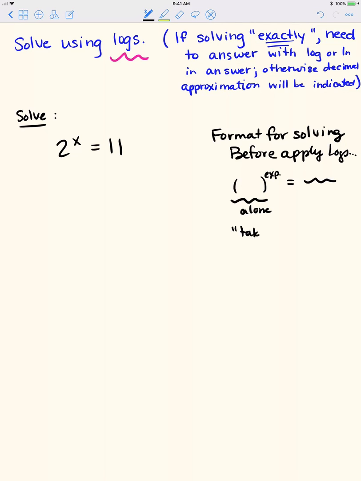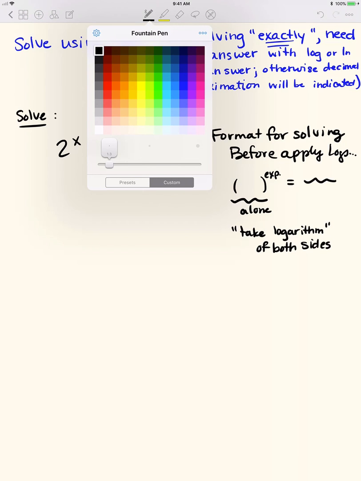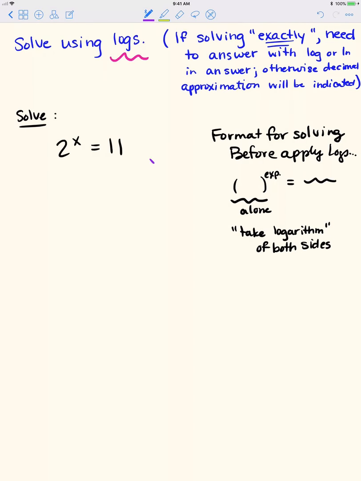Then what we're going to do is what's called taking, or applying, the log of both sides, because the logarithm is just a function, sort of like if you square root both sides, or raise both sides to a power, or divide both sides by 2. The logarithm is just a function that we apply to both sides of the equation, and then use our properties of logarithms to solve. So for this one, my 2 to the x is alone, my 11 is away from the exponent, so we're just going to apply logarithms to both sides.